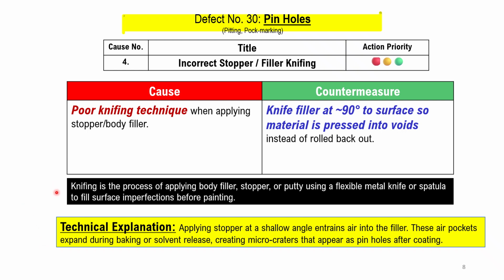Remember, knifing is the process of applying body filler, stopper, or putty, etc., using a flexible metal knife or spatula to fill surface imperfections before painting. In this case, the recommended countermeasure is knife filler at about 90 degrees to the surface so that the material is pressed into voids instead of rolled back out.